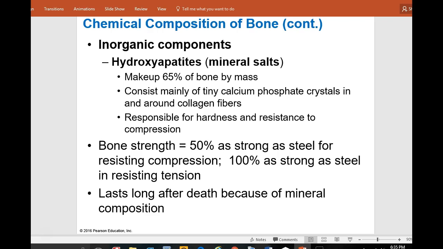The stats that you'll see here, that bone's about 50% as strong as steel when it comes to resisting compression, and as strong as steel in resisting tension, that's torquing, is pretty remarkable. We can still see evidence in bones of malnutrition or how a person lived, or in forensics, you can look at bones and see if there was any kind of trauma to the bone long after the person has expired.